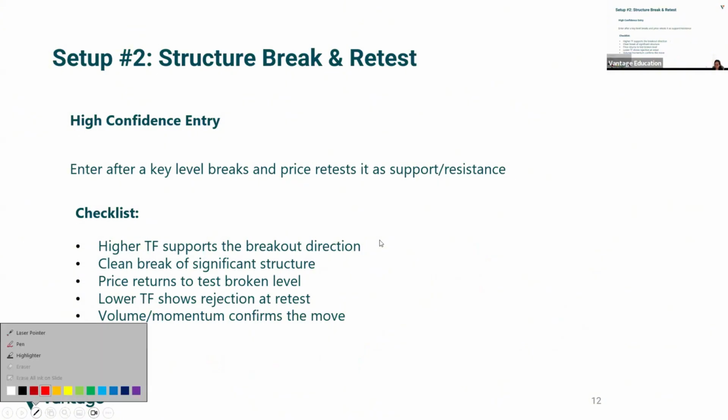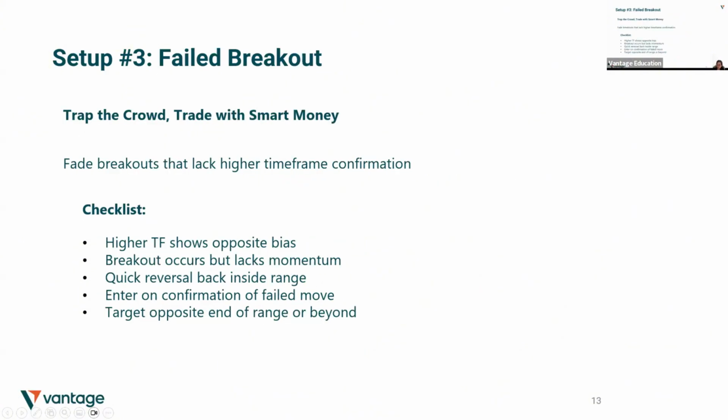Okay. Setup number 3, fail breakout, trap the crowd, trade with smart money. Fail breakout checklist: lack of higher time frame confirmation, higher time frame shows opposite bias, breakout occurs but lacks momentum, quick reversal back inside the range. Enter on confirmation of the failed move. Target the opposite end of the range or beyond.